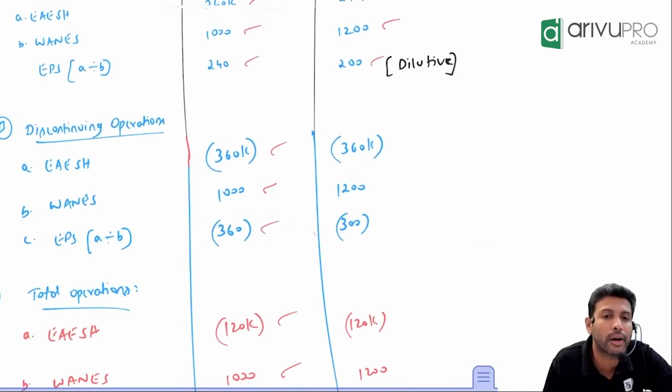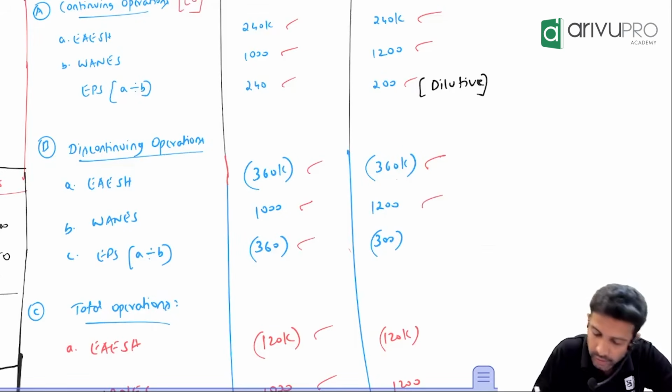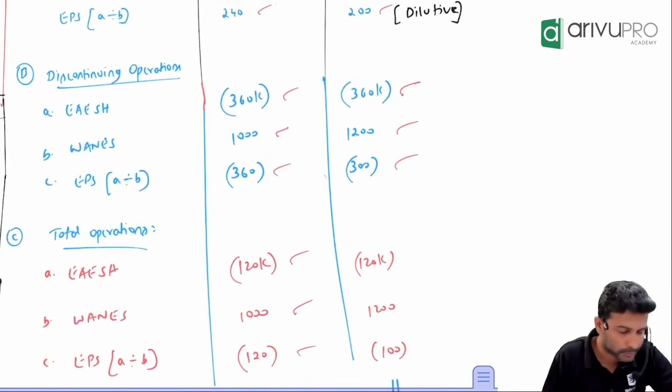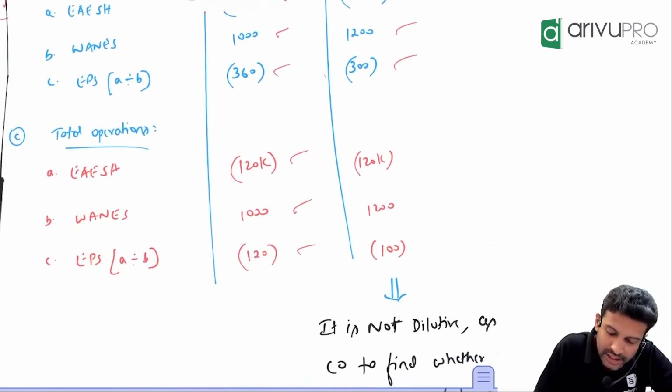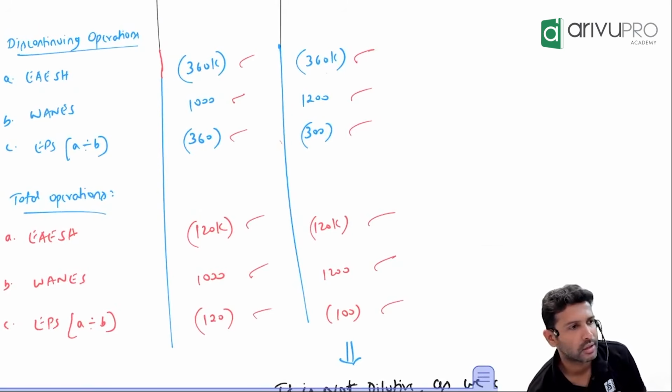Forget the things I've written in bracket. Let's do the same thing for DO. Each is still how much? 360. But number of shares will be 1000 or add 200 POS? Add 200 POS, it will become 1200. Divide these two, you will get 300. But negative. Signs are important. 120 will change or same? Same. But number of shares will be 1000 or 1200? 1200. That means this will be what? 100. Numbers are okay?